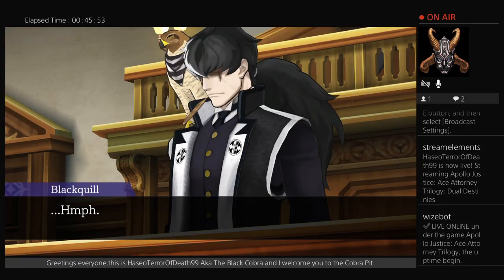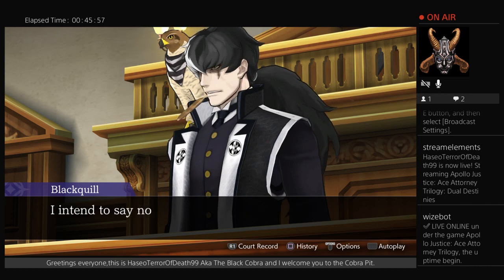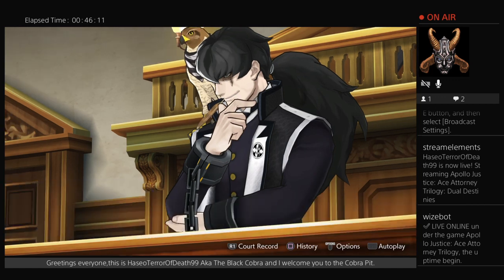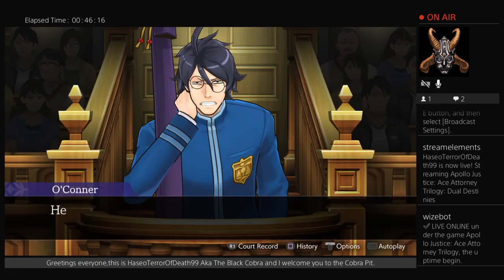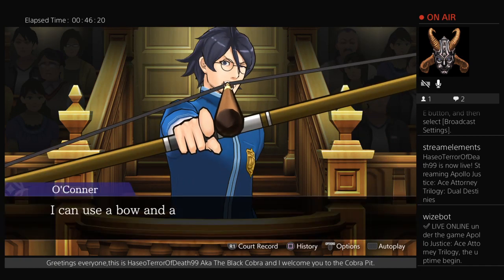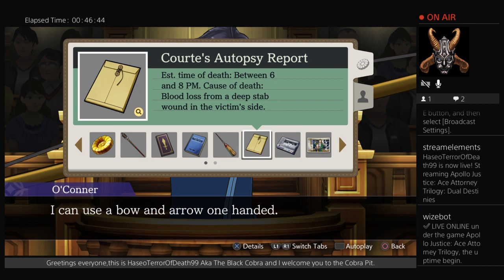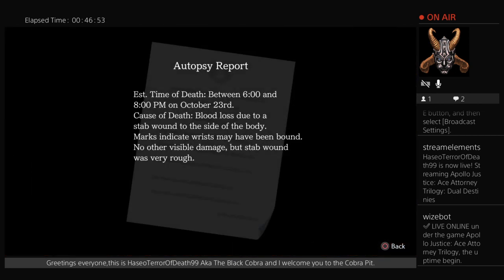Objection! I intend to say no more of the matter, save that this does not bode well for you. Bow and arrow, what? Wait a sec. The victim was stabbed with an arrow, supposedly.